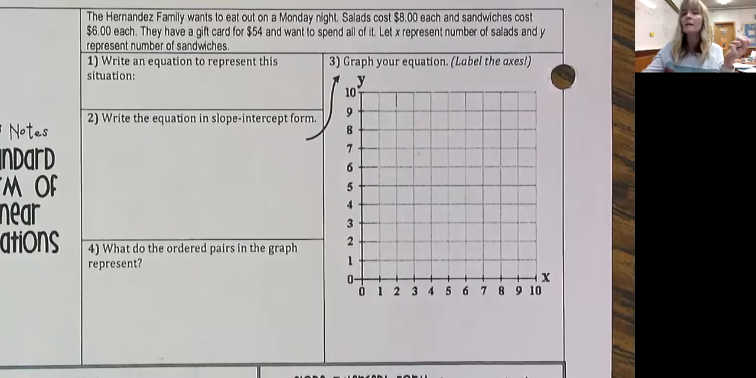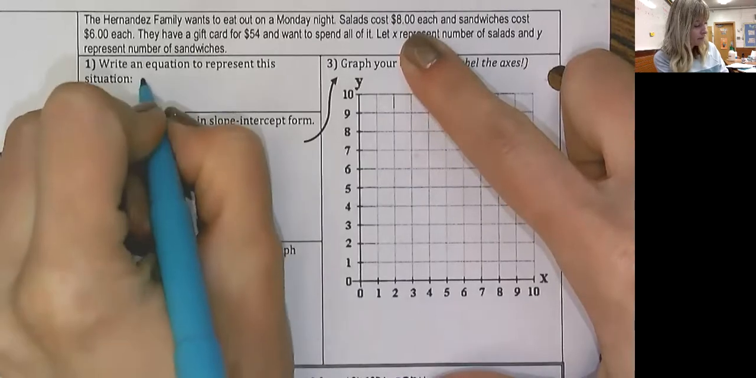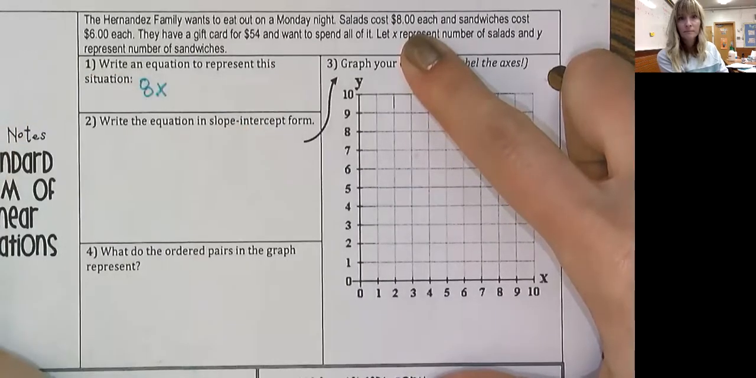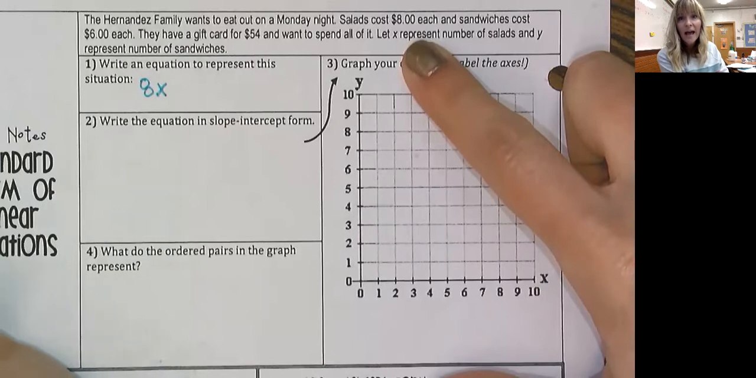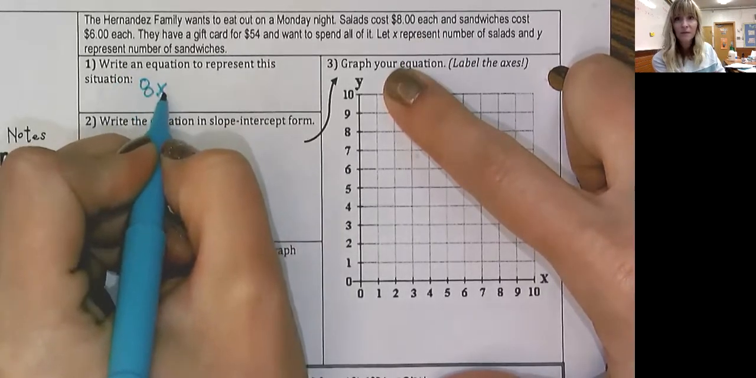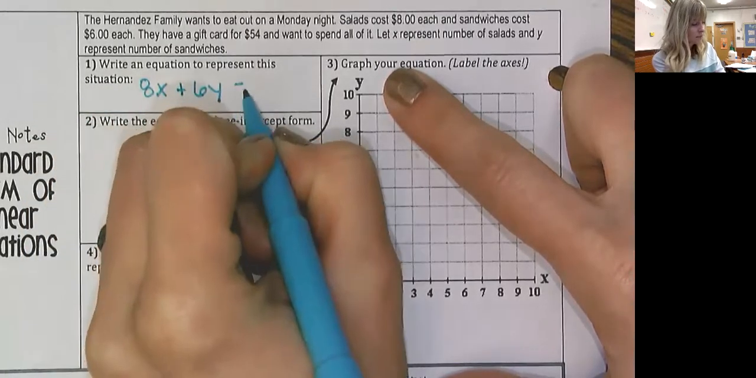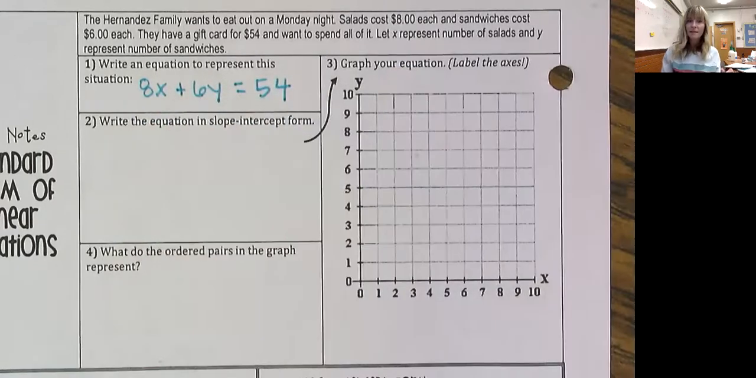And this is the point in class where I say, well, what do you think the equation would be? And there's always somebody that comes up with it because it makes sense, but it does not make sense in a y equals mx plus b format. Here's what makes sense. If x represents the number of salads, well, then we're going to have 8x because salads are $8 each. And if y represents the number of sandwiches, we're going to say 8 times the number of salads plus 6 times the number of sandwiches equals their total of $54. That equation makes sense in this scenario.